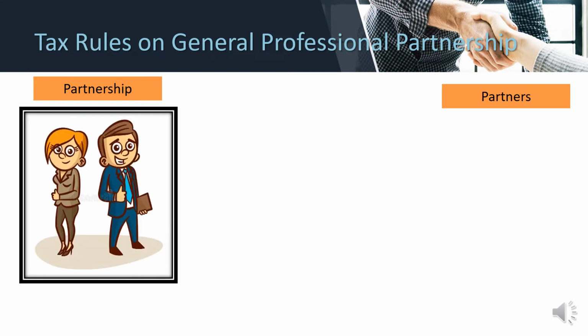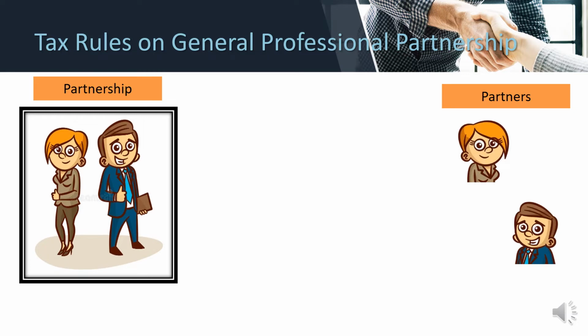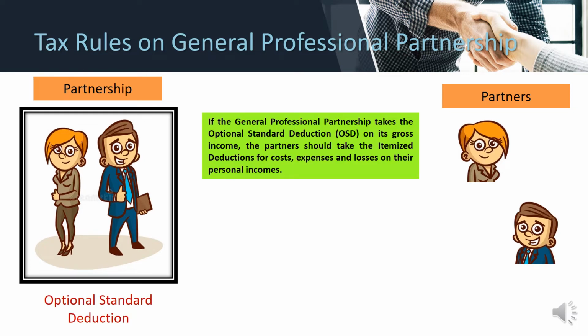Now, if the general professional partnership takes the optional standard deduction on its gross income, the partner should take the itemized deduction for costs, expenses, and losses on their personal income. A general professional partnership and the partners comprising such partnership may avail of the optional standard deduction only once, either by the general professional partnership or the partners comprising the partnership. So, isa lang dapat yung pipili ng isang klase ng deduction. So, kung ang pinili ng partnership is optional standard deduction, automatic si partners ang pipiliin na is itemized deduction on their income or taxable income.